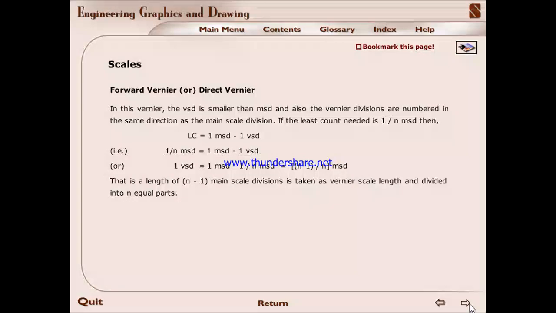Forward vernier or direct vernier. In this vernier, the VSD is smaller than MSD, and also the vernier divisions are numbered in the same direction as the main scale divisions. If the least count needed is 1 by n MSD, then LC is equal to 1 MSD minus 1 VSD. That is, 1 by n MSD is equal to 1 MSD minus 1 VSD, or 1 VSD is equal to 1 MSD minus 1 by n MSD, which is equal to n minus 1 by n MSD. That is, the length of n minus 1 main scale divisions is taken as vernier scale length and divided into n equal parts.